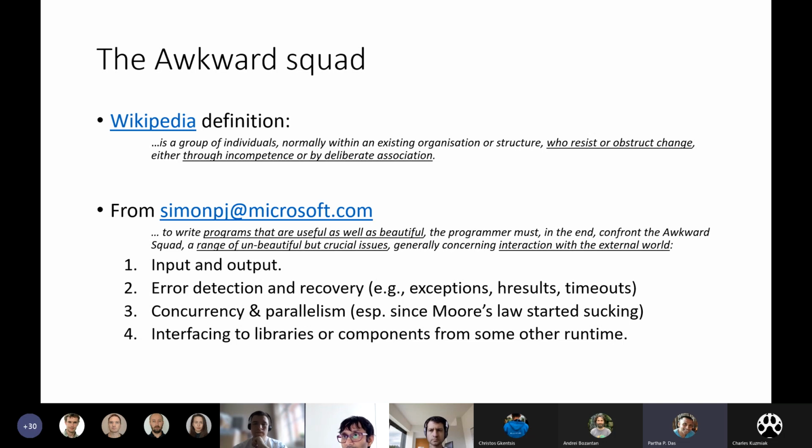So this fits right in with the definition on Wikipedia. These are essentially the aspects that resist or obstruct change in your code, right? And if you can't change your code, you can't meet your business requirements, which means your team is not useful to the business. So eventually you will have to find a way to handle this elegantly, in a future-proof way.